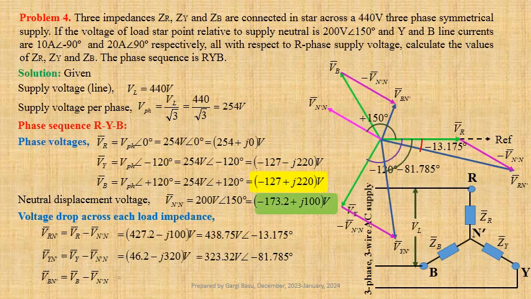Using values we get 46.2 plus J times 120 volts. This may be written in polar form as 128.586 volt at an angle plus 68.943 degree.